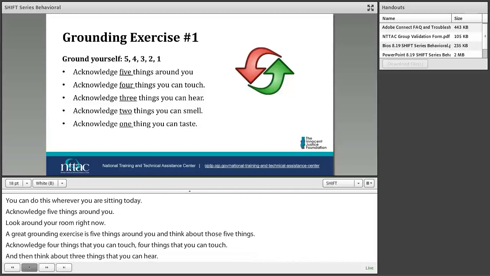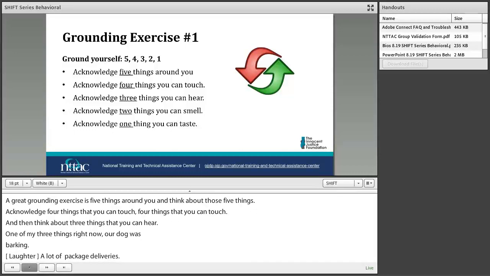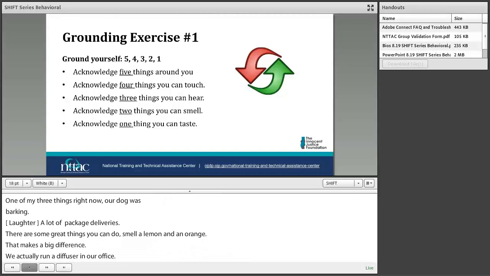2 things you can smell. There are some great things you can do for that as well. Just smelling a lemon or an orange makes a big difference. We actually run a diffuser in our ICAC suite that puts out the great smell of oranges, and of course, everybody loves it. And then finally, one thing that you can taste.